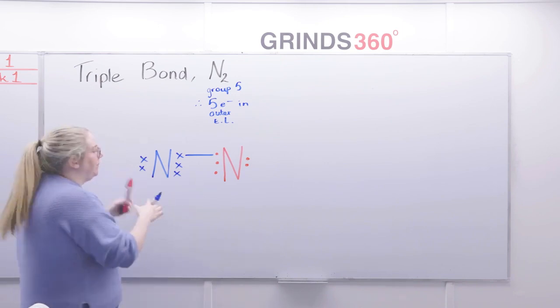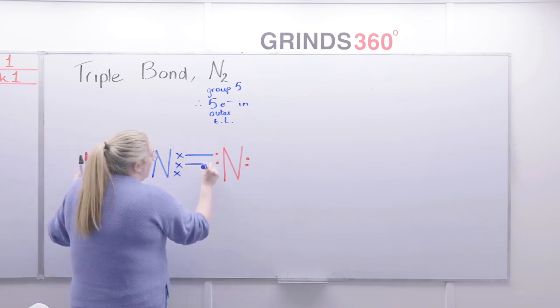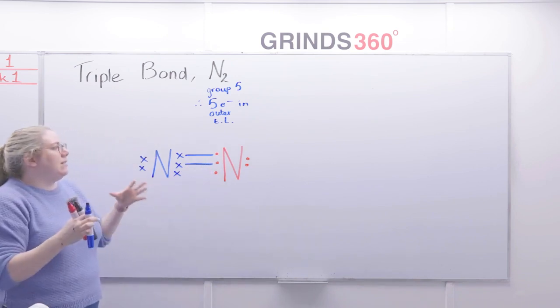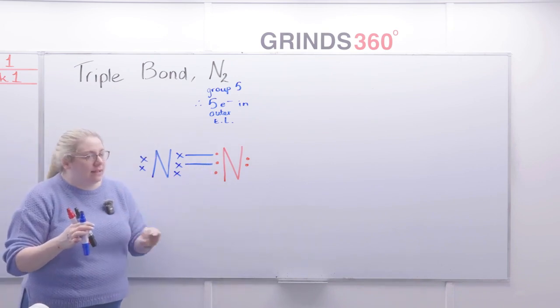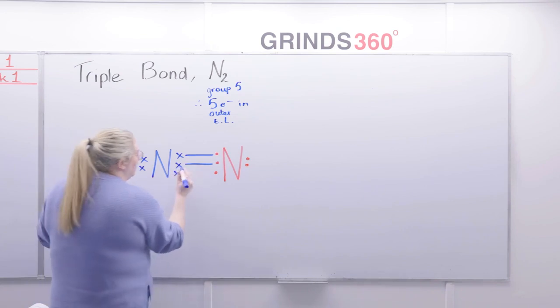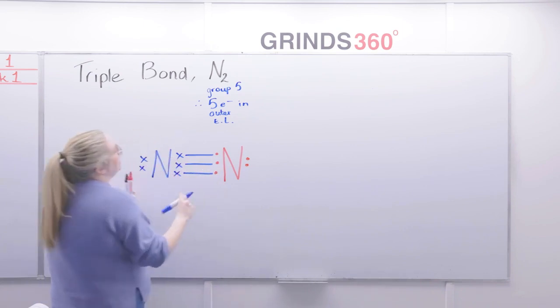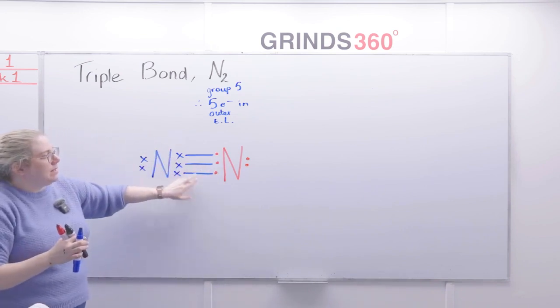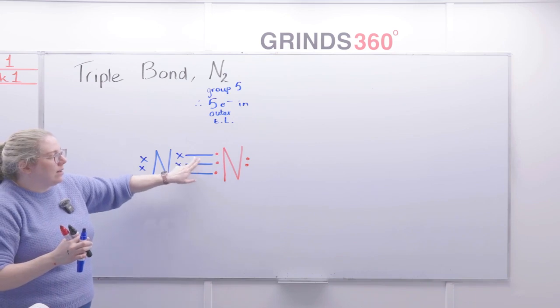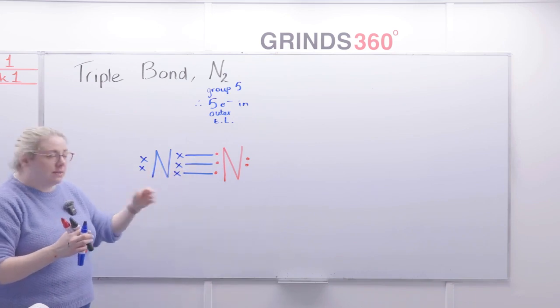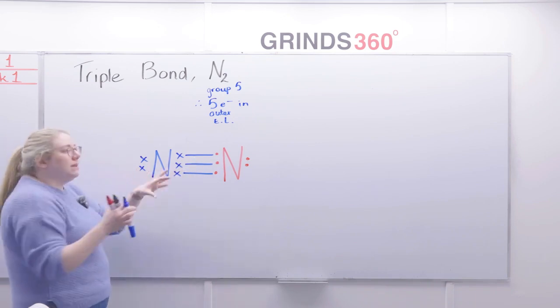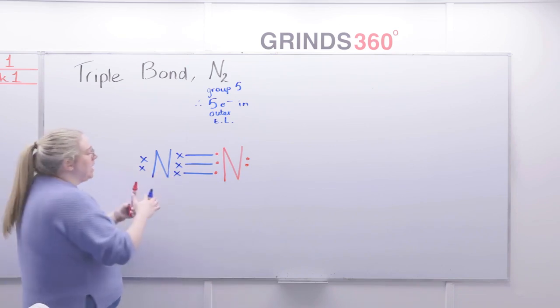So we keep going. We form a second bond between the 2 nitrogens. Now they both have 7. We're not there yet, so they will form a third. Now, that's what the triple bond is. You are sharing 3 pairs of electrons between the same 2 atoms. They don't have to be of the same element, but for this case they are.